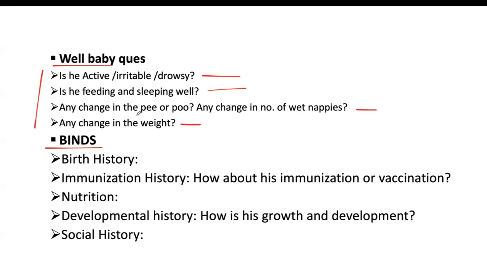If you already asked about the bowel bladder, you don't need to ask it in the well baby anymore. So for the well baby question for mental status, we ask, is he active, irritable, or drowsy? Is he feeding and sleeping well? Have you noticed any change in the body weight? Which is very important for some important cases, such as pyloric stenosis. The child will have failure to thrive, and they will not gain weight as they should. So it is a very important clue to the diagnosis of pyloric stenosis.